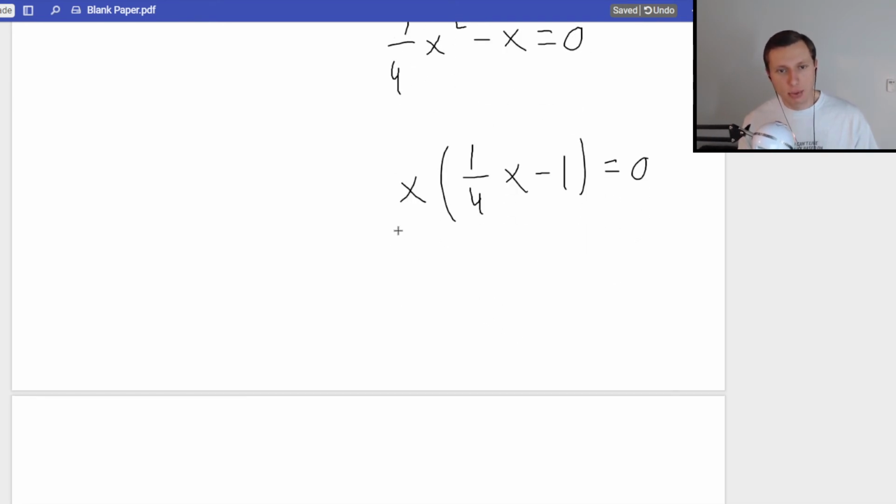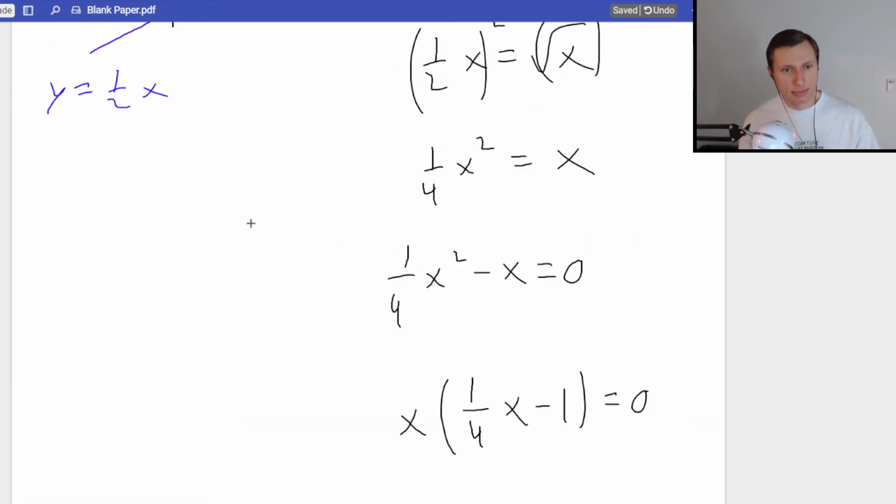Now we just need to set both of these individually equal to 0. I'll write up here, x equals 0 is one solution. 1/4 x minus 1 equals 0 is the other solution. So we need to solve this.